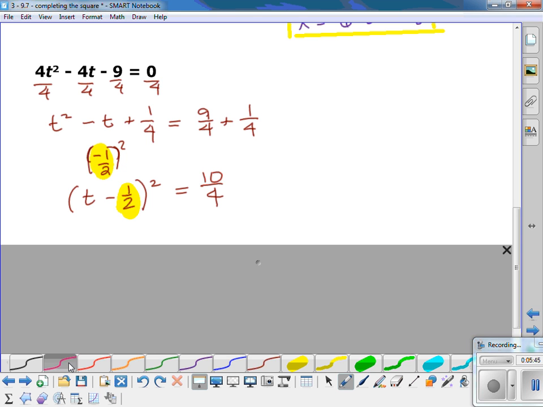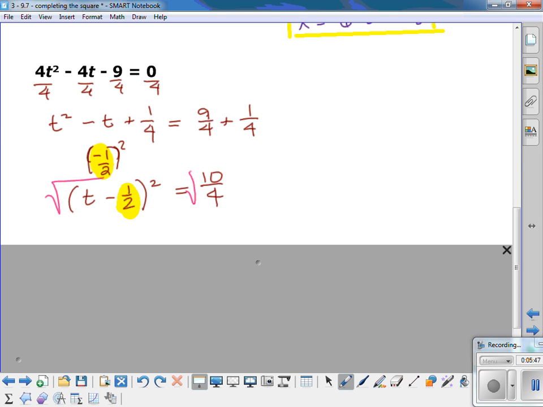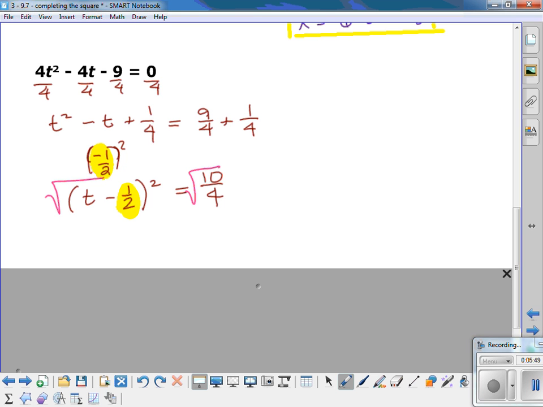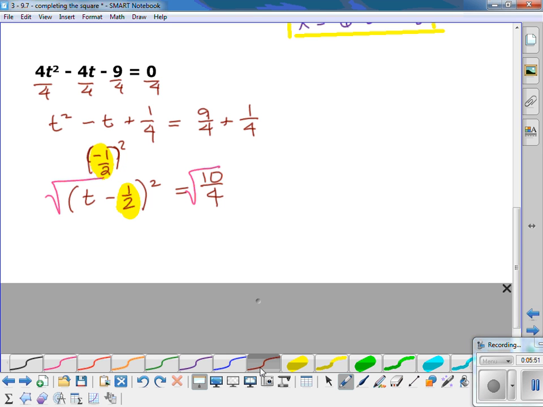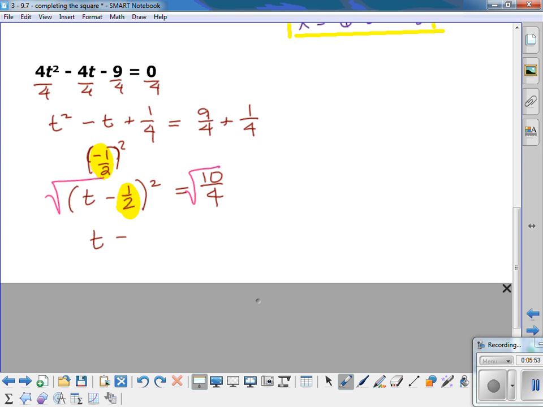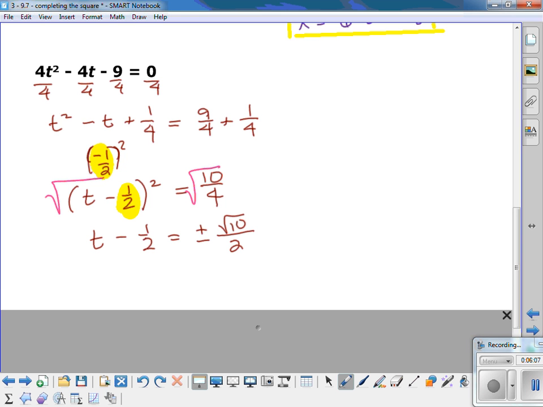And take the square root of both sides. So I get t minus 1/2 is equal to plus or minus the square root of 10 over 2, because I can take the square root of 4, and so I don't have a radical on the bottom of my fraction. And then the last step is we add the half to both sides, and so t is 1/2 plus or minus the square root of 10 over 2.